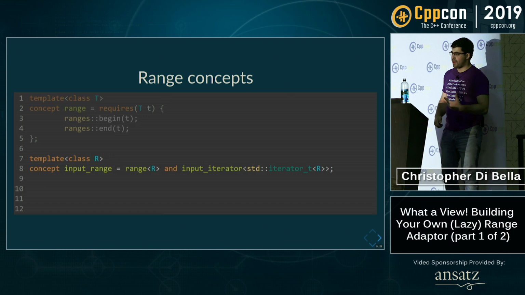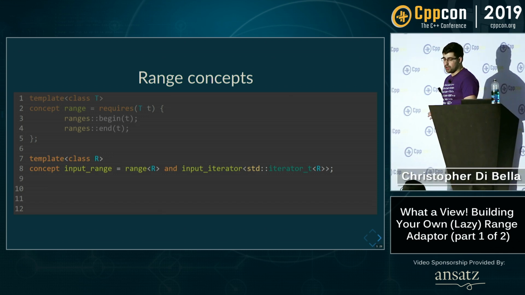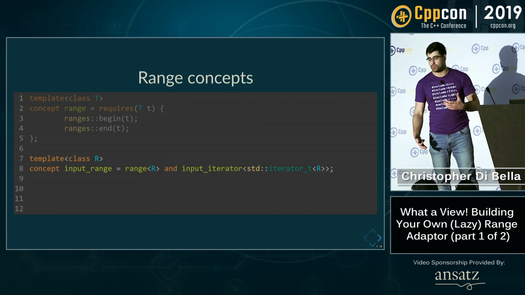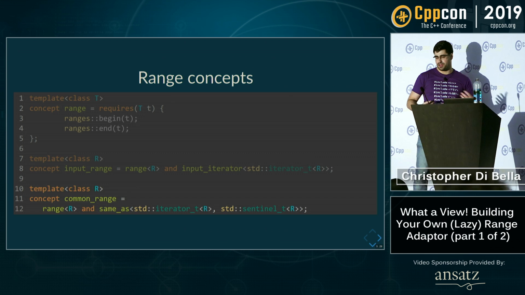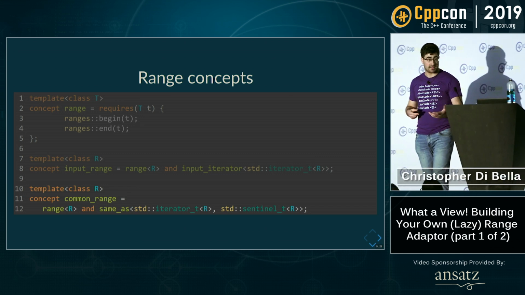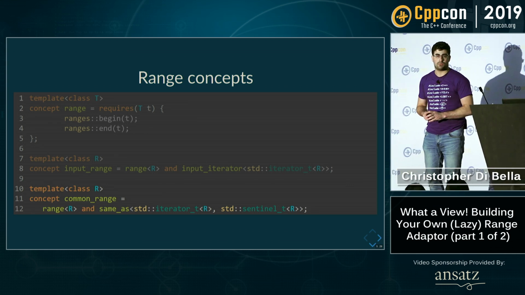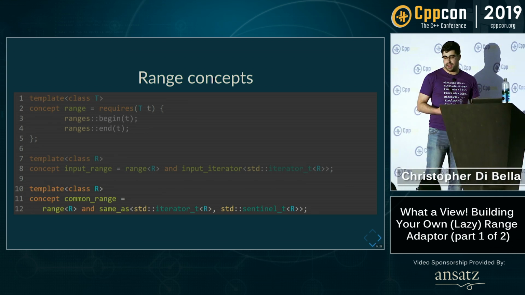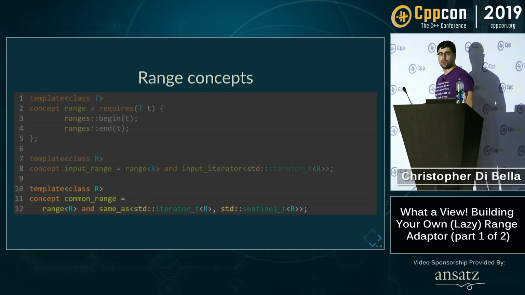We call an input range something that models the concept of a range, and its iterator type also models an input iterator. Finally, what you're familiar with from vector and other types of containers is what's called a common range, where the iterator and the Sentinel are the same type. Are there any questions at this point?